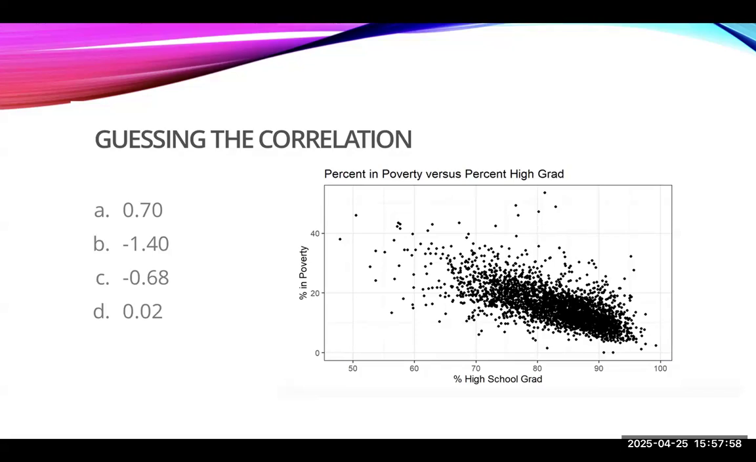Well, let's eliminate a few. First off, we can get rid of A and D. Both of those values are positive, and looking at this scatter plot, if we were to associate a line to that scatter plot, it would have a negative slope. And for a negative slope, the correlation needs to be negative. So A and D are not correct. B is also not correct because correlation is always a number between negative 1 and 1. And this number is past negative 1, so we can eliminate it, and we're left with C.